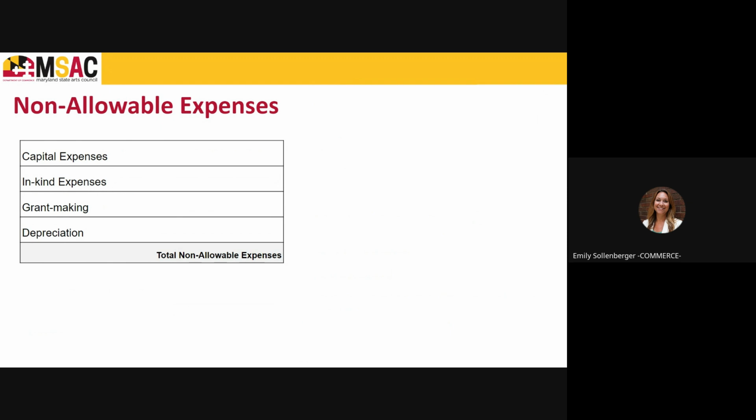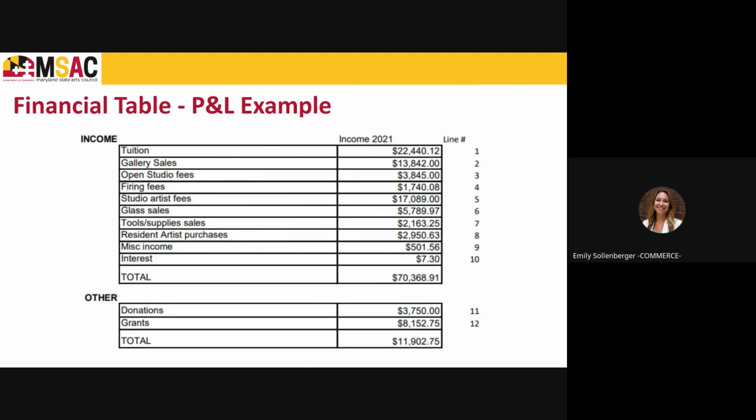A couple other things here. If you are a grant-making organization, say you have a specific program where you're re-granting funds, those expenses would be considered non-allowable for the GFO funds, along with any depreciation that you include in your financial statements as well. So that is the baseline for our financial table.